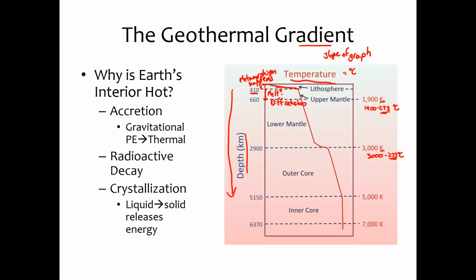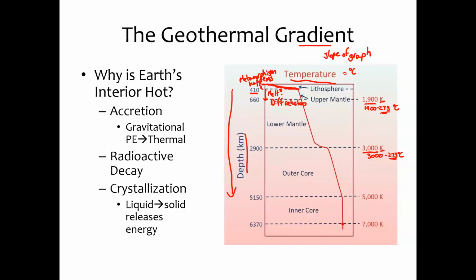We can see that that gradient, the slope here, is pretty steep. Temperature changes pretty rapidly with depth, especially in Earth's crust. But it does continue to increase to a temperature of about 7,000 Kelvin once we get all the way to the center of the Earth. And throughout the mantle, it's above 1900 Kelvin. And through the outer core, it's above 3000 Kelvin. These are really hot temperatures, a couple thousand degrees Celsius.